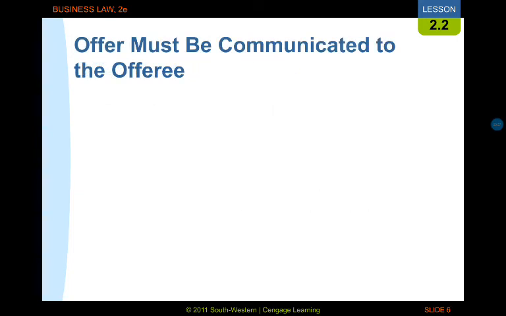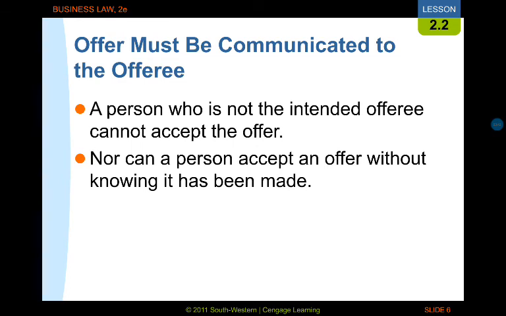An offer must be communicated to the offeree. A person who is not the intended offeree cannot accept the offer, nor can a person accept an offer without knowing it has been made.